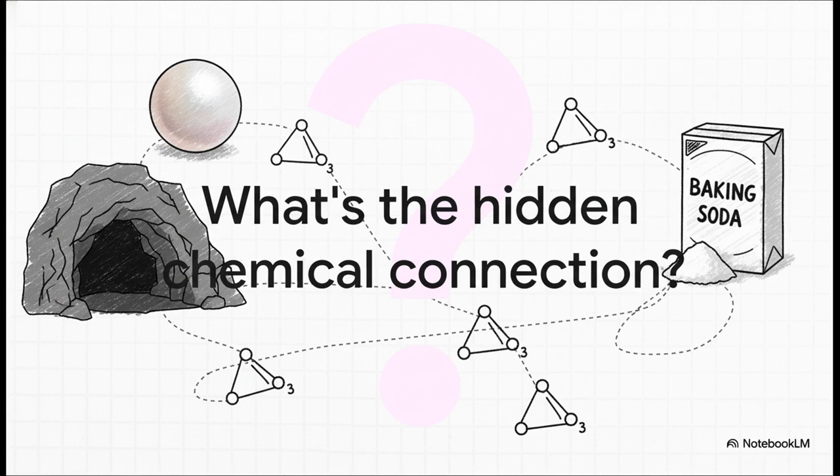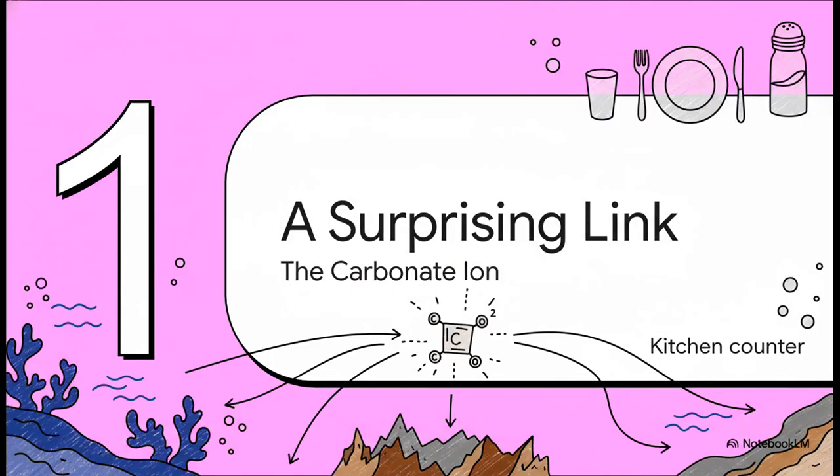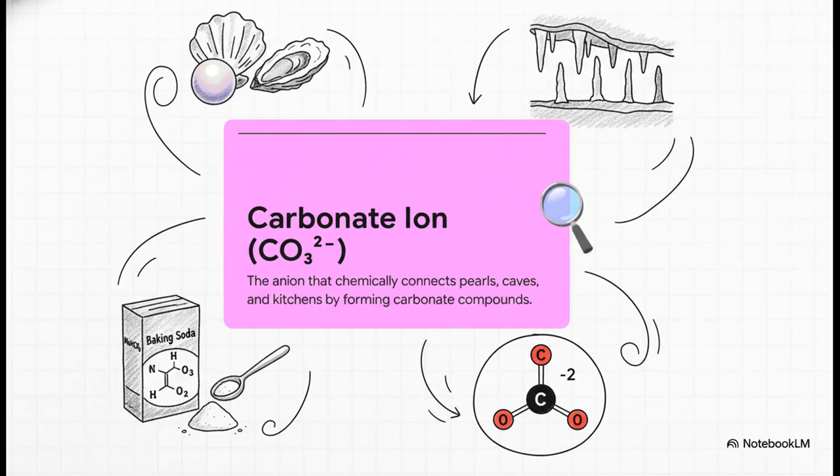So what is this hidden connection? Let's find out. The answer to our puzzle is a tiny but incredibly powerful molecule. It's the unsung hero that links the ocean floor, the deep earth, and your kitchen counter. And it all comes down to one thing. Meet the carbonate ion. It's an anion, which is really just a fancy word for a molecule with a negative charge, made of one carbon and three oxygen atoms. This is the chemical hero that connects everything we've just seen.